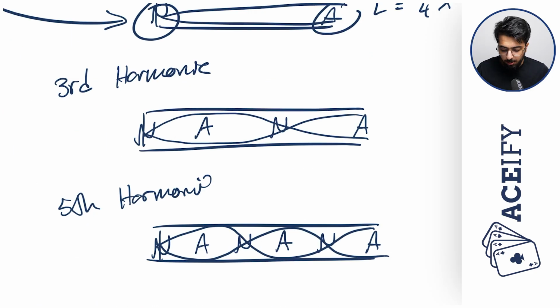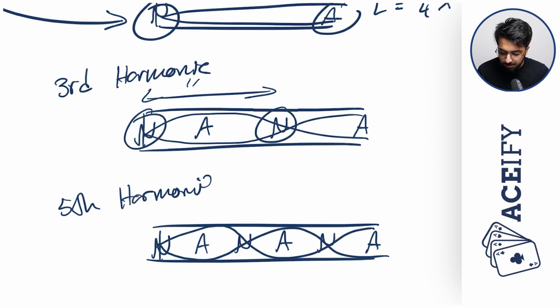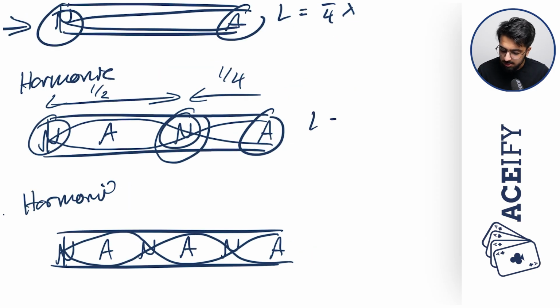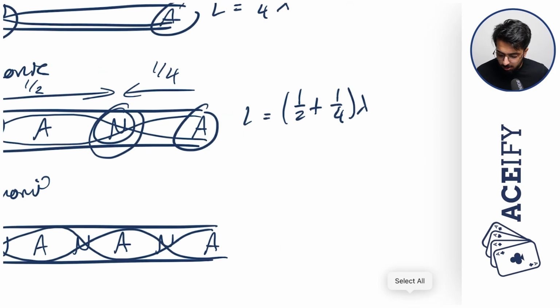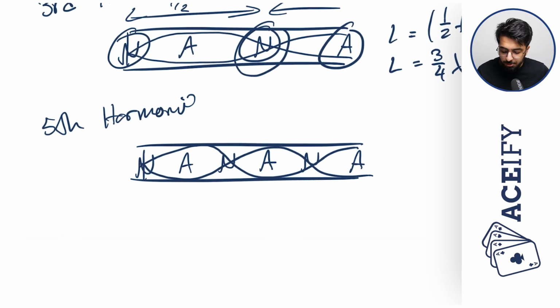If we look at our third harmonic, we can see successive nodes right here. So this is a half right here. However, we see another pair of node met with another antinode, and so this is a quarter. And so therefore our length is equal to 1/2 plus 1/4 of a wavelength, and therefore our length is equal to 3/4 lambda. Now let's finally move on to our fifth harmonic.